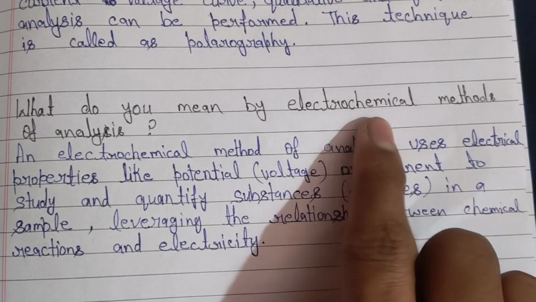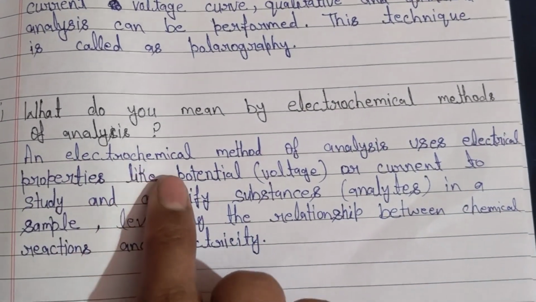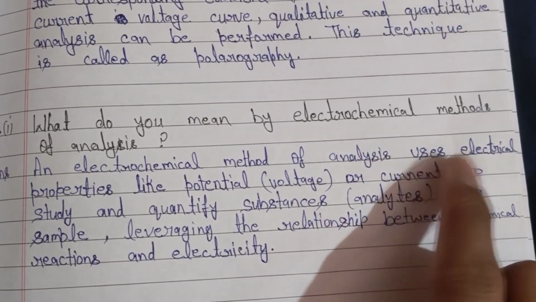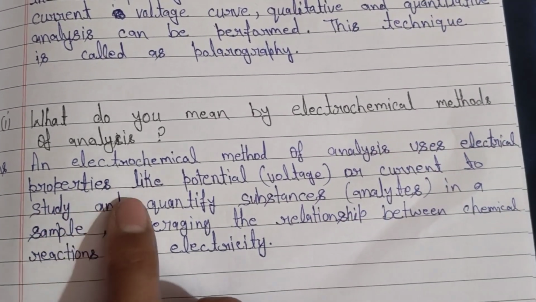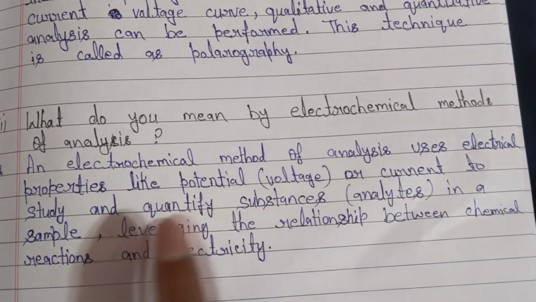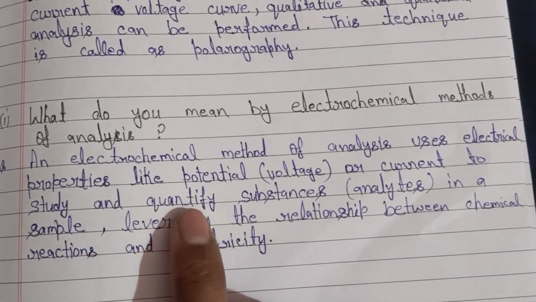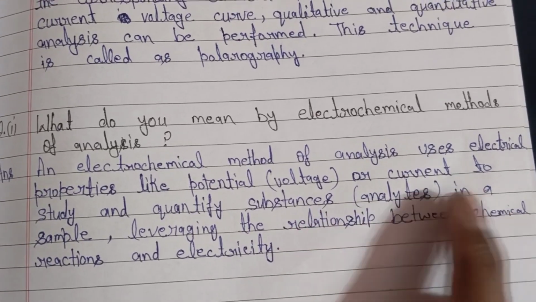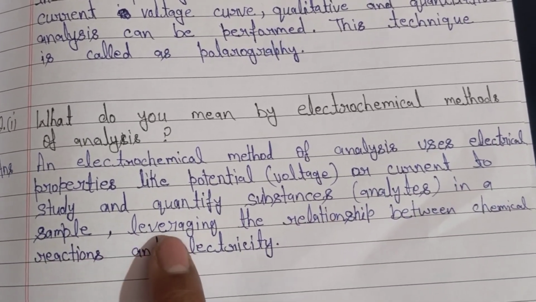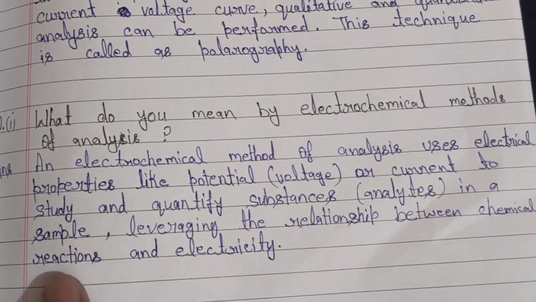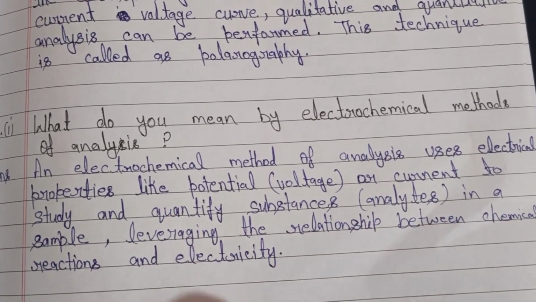What do you mean by electrochemical method of analysis? An electrochemical method of analysis uses electrical properties like potential or current to study and quantify substances in a sample, leveraging the relationship between chemical reaction and electricity.